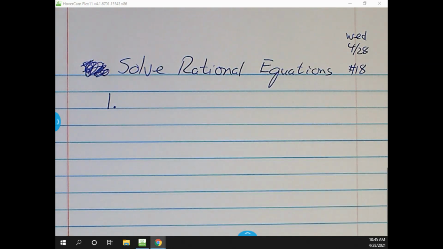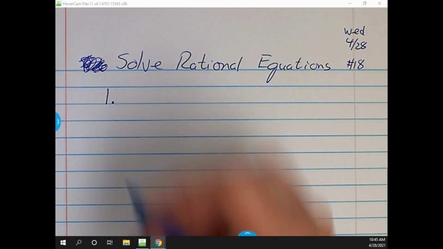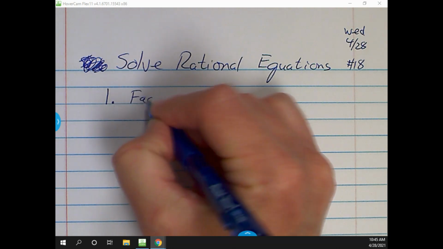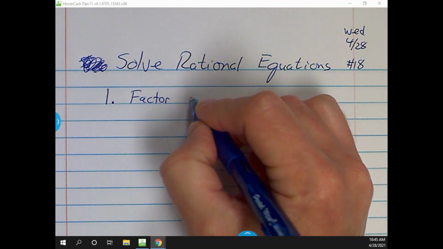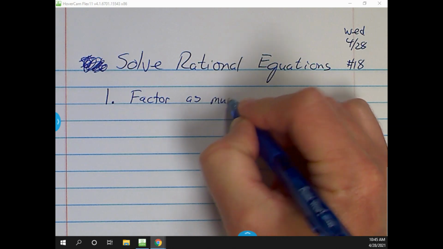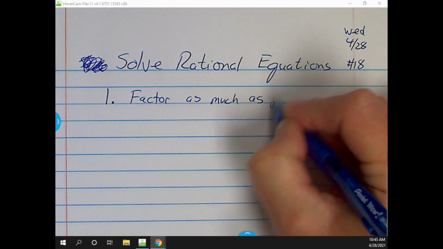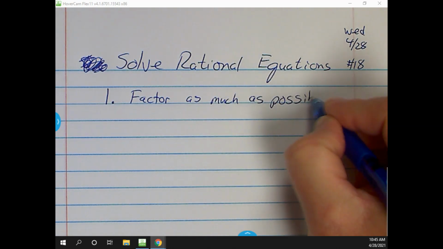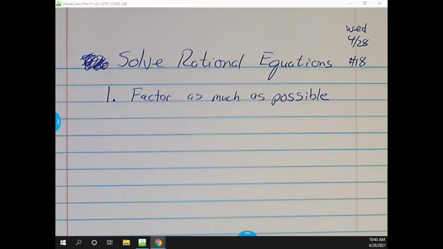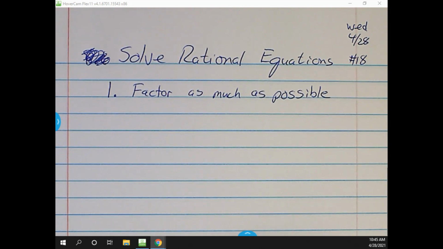All right, very first thing you want to do is just like we were doing yesterday. You want to factor everything as much as possible. And that was pretty much the same thing we did yesterday. So whether we're adding and subtracting or solving, you still want to factor everything as much as possible.